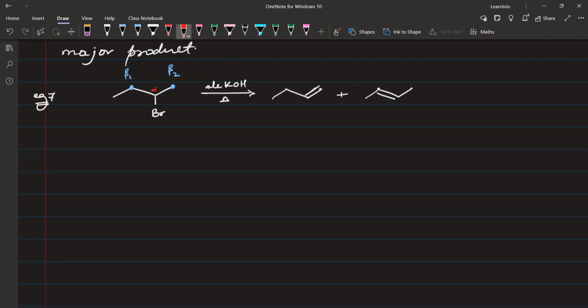Yes, sir. अब टेल मी बीटा 1 में कितने हाइड्रोजन थे? How many hydrogen in the beta 1? 2. 2 हाइड्रोजन. How many hydrogen in beta 2? 3 हाइड्रोजन है ना. अब बताइए मेजर प्रोडक्ट कौन सा होगा, A या B?